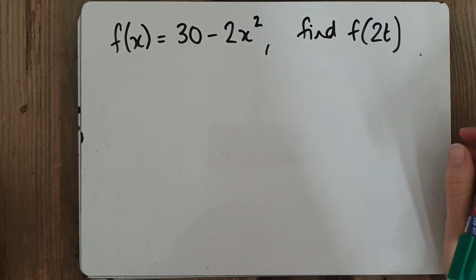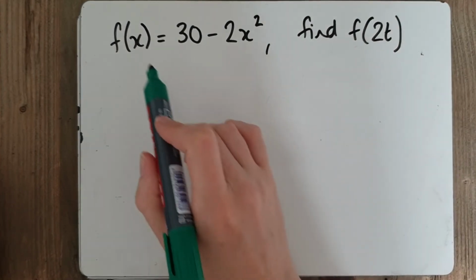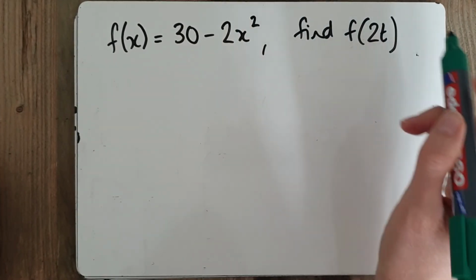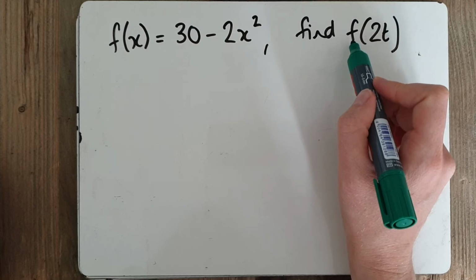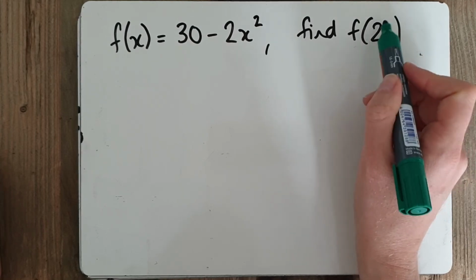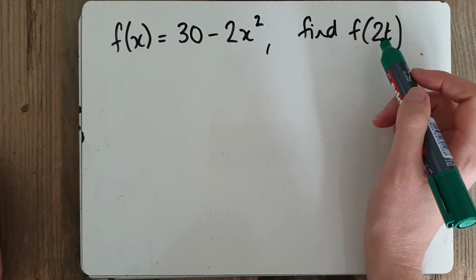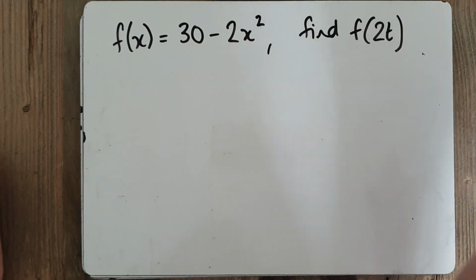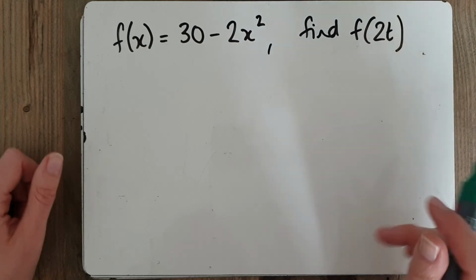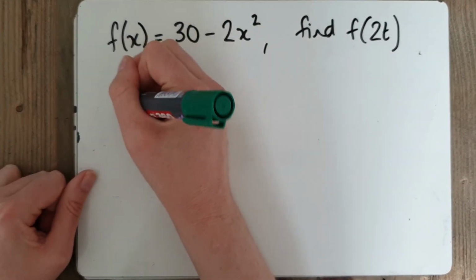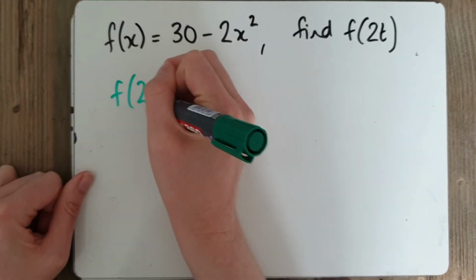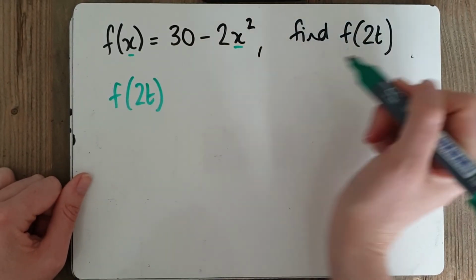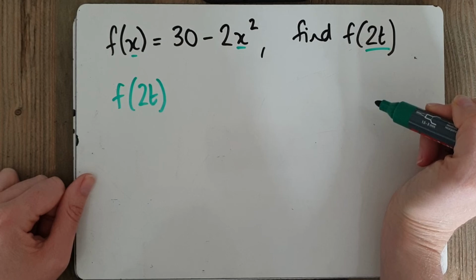So example 2, it's the same function as in example 1. We've got f of x is 30 minus 2x squared. But this time, instead of evaluating it, we're finding f of 2t. So we're putting a different variable expression in. Nothing changes compared to the method we used for the last example. Do exactly the same thing. So we want f of 2t. So anywhere that there was an x before, there's now going to be 2t.